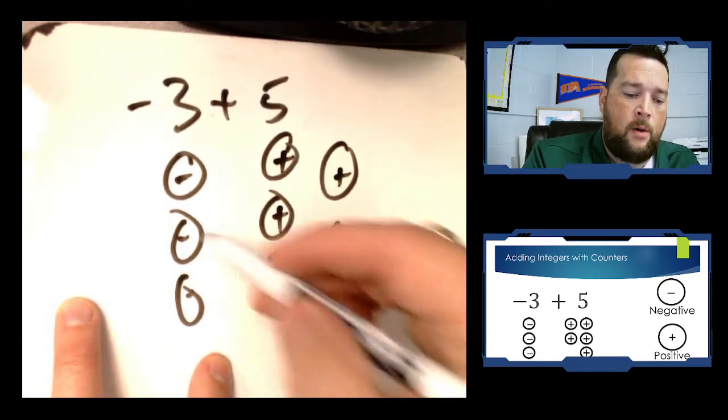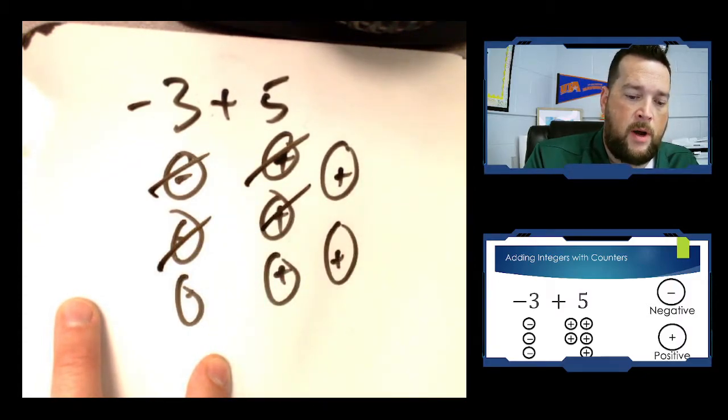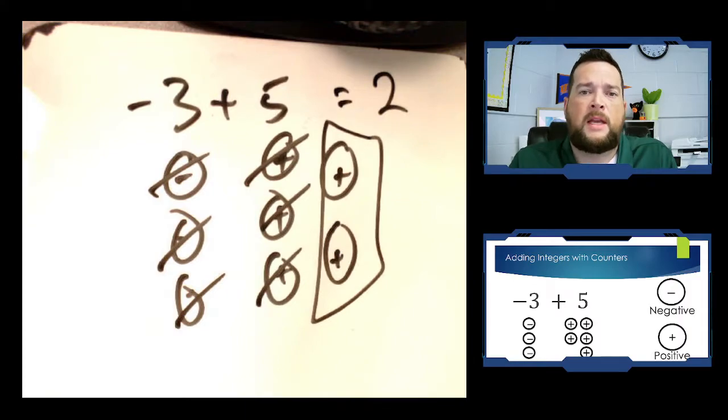All right, and 1 negative cancels out another positive. 1 negative cancels out another positive. Another negative cancels out another positive. And what do we have left? We have 2 positives left over. All right, so that's how you use counters.